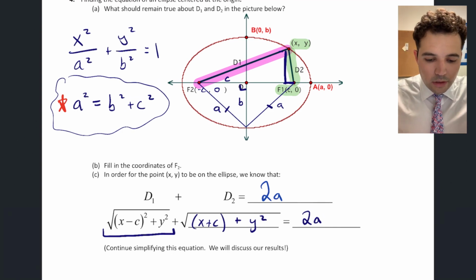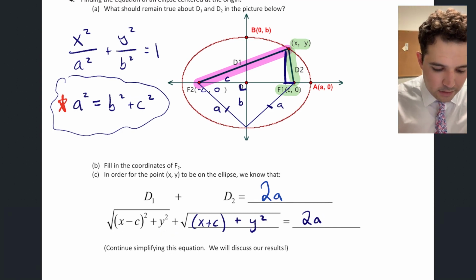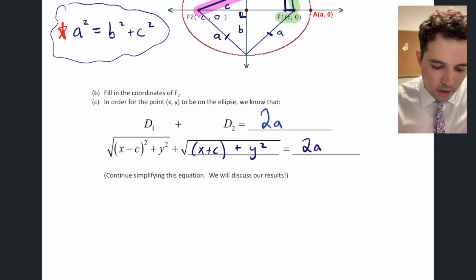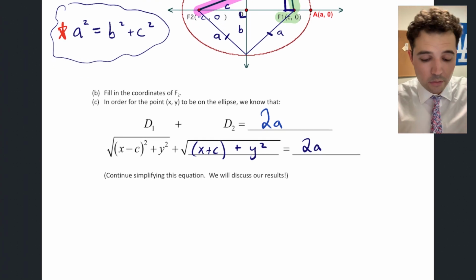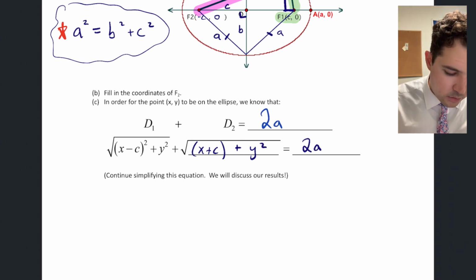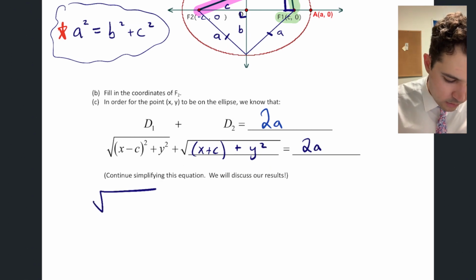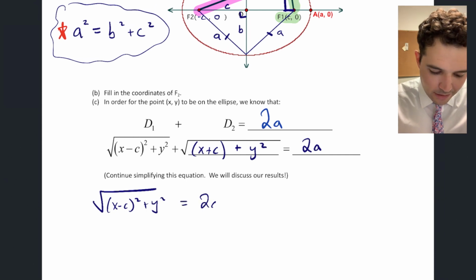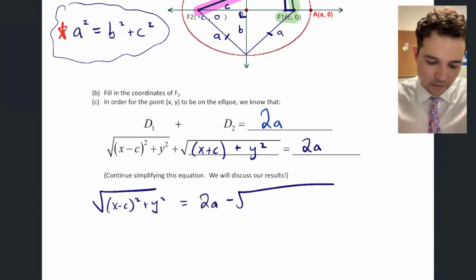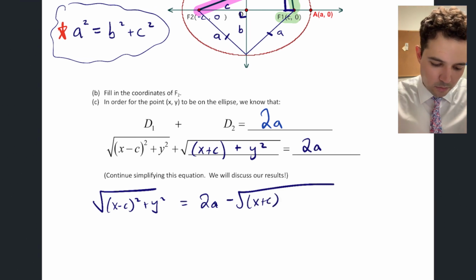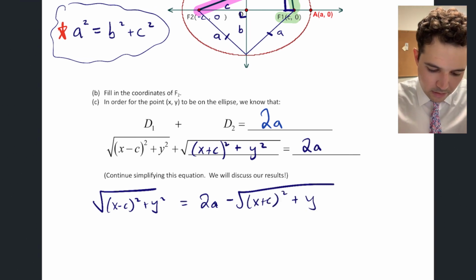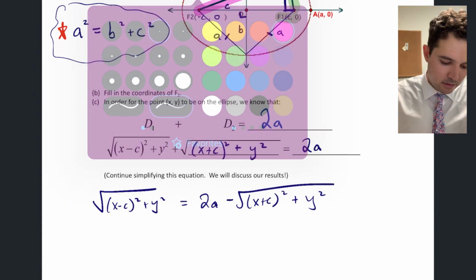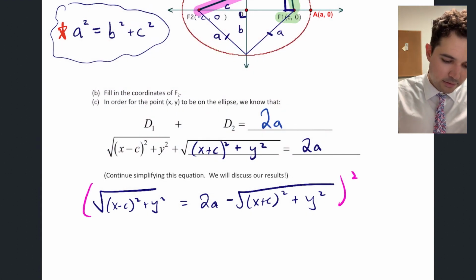And now it's time to do a lot of symbol manipulation. As we discussed in class, the best way to get rid of a root when we have an equation with 2 square roots is to move one to the side and then square. So I'm going to do just that. I'll subtract this entire term here from both sides, and I'll get square root of x minus c squared plus y squared is equal to 2a minus, and then that larger radical, x plus c squared plus y squared. Now, I'll square all of this.